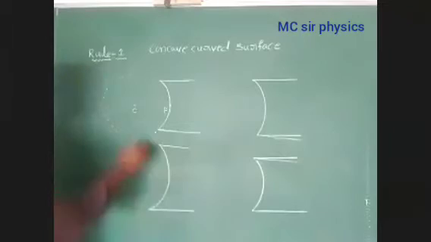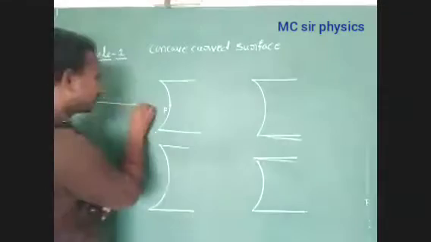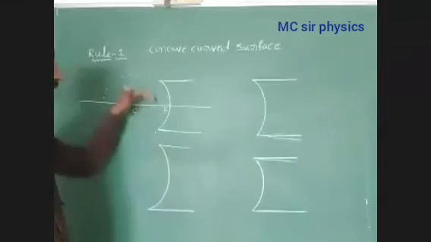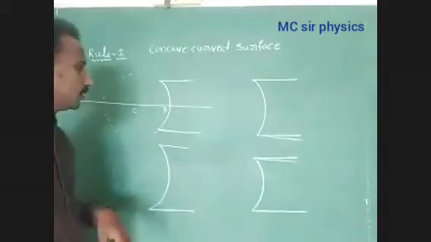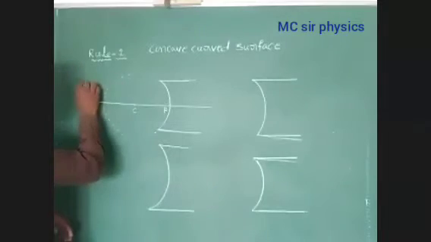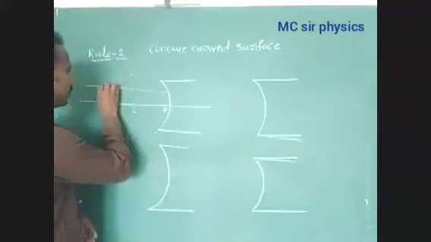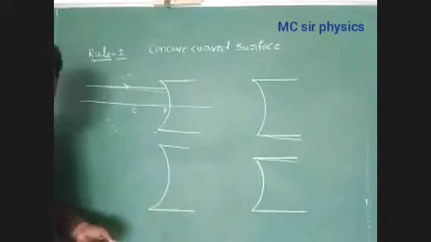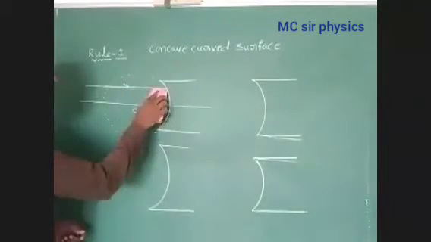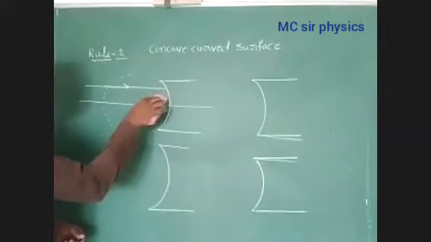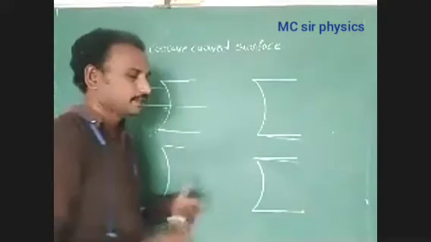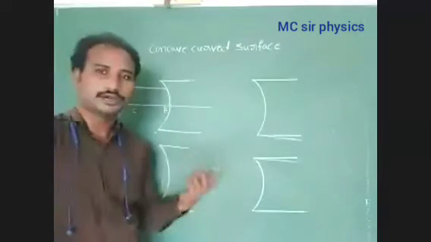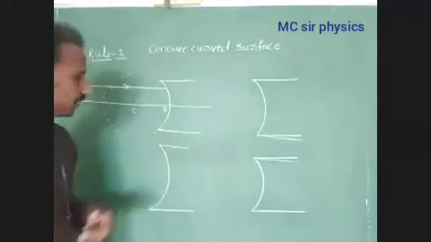Now we have to draw the principal axis. The principal axis passes through the center of curvature and the pole. It acts like a reference line. Now what is the direction of the incident ray? The direction of the incident ray is parallel to the principal axis. We have to identify this condition. Next, we have to identify the refracted ray direction.